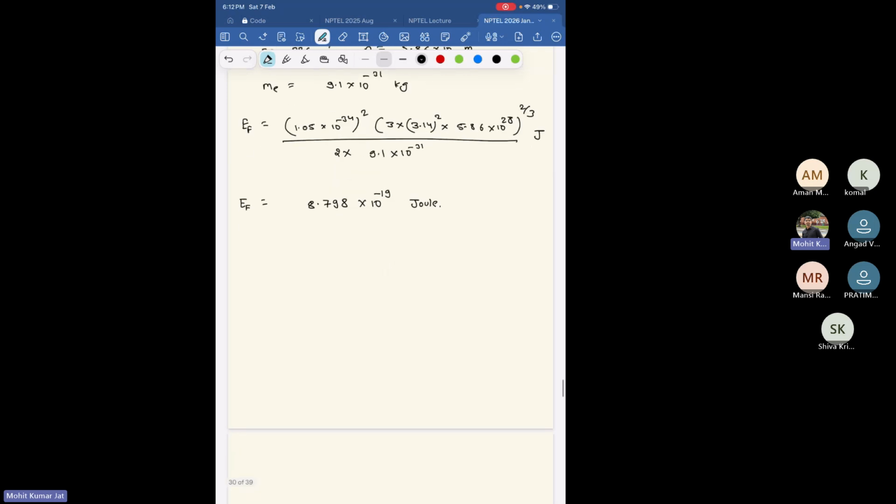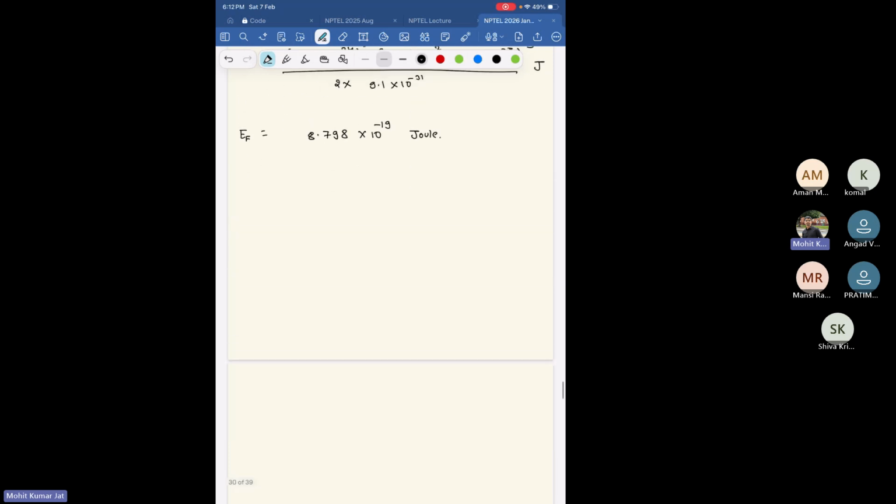And if you see, there is one more number which has this order of 10 power minus 19, and that's the electron volt, right? The value of the electron charge is 1.6 into 10 power minus 19 coulomb. So what you do in these cases, you multiply this number and divide this number by e. So 8.798 into 10 power minus 19 joule, times e, and divide by also e, basically.